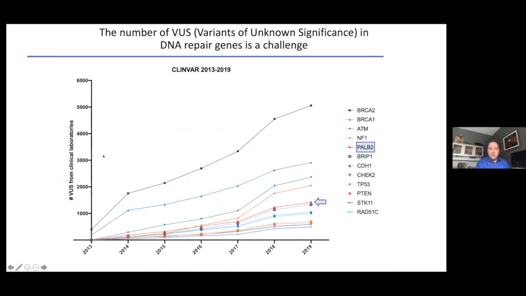We monitored 134 variants, but now with all the sequencing from patients, there are more and more variants to be analyzed. For instance, in 2013, if you look at PALB2, only a few variants were classified. And in 2019, we're at more than 1,000 variants to analyze.